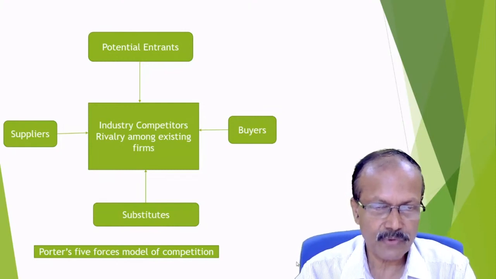And the fifth force which is acting on the business is the industry competitors, which changes the game plan by rivalry among the existing firms, competing with each other to gain higher market share in the industry, and the continuous improvement process.